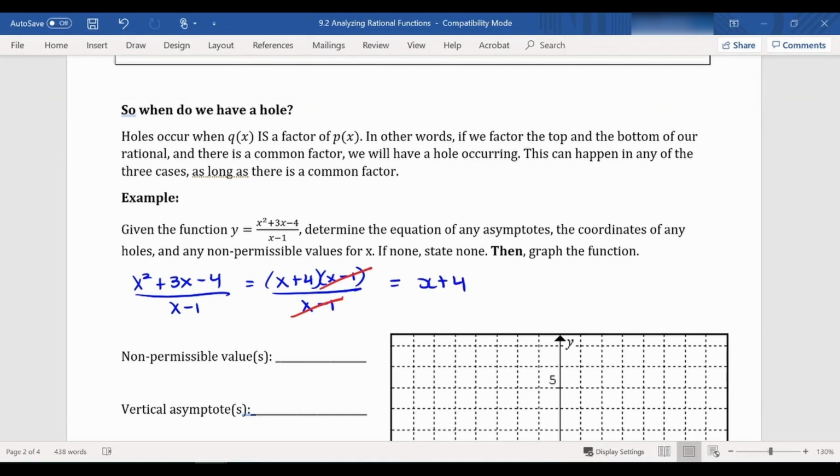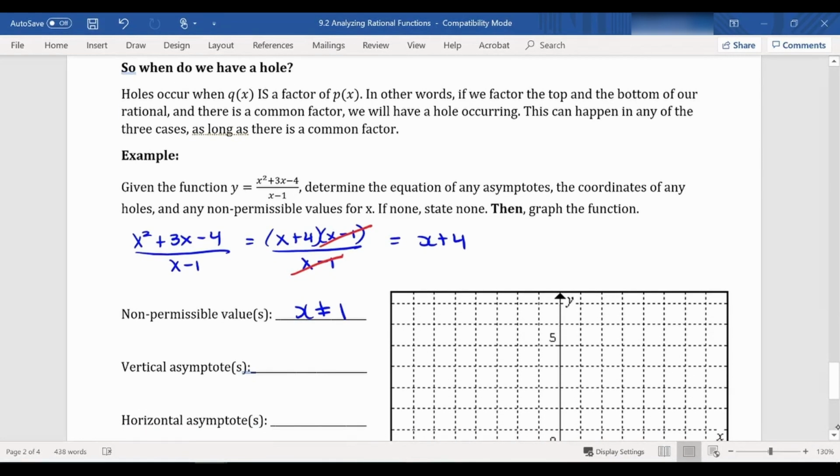What often happens is people say, oh, there's my common factor, I have a hole. But they don't cancel them out and they keep trying to graph with an oblique asymptote. You cannot have that same factor be an asymptote and a hole. It's one or the other. So as soon as I have this, I now am left with just x plus 4. This is a straight line, but it's going to have a hole in it. So my non-permissible value from that denominator still exists. I still have that x can't equal 1. But as soon as I've canceled this out, all I have is x plus 4.